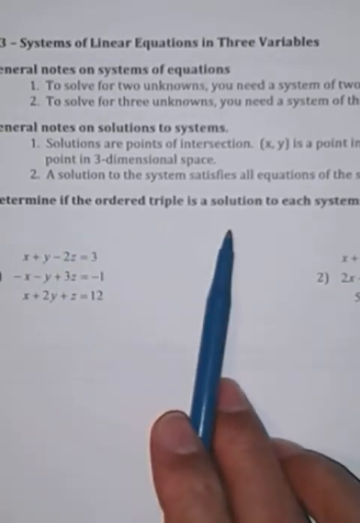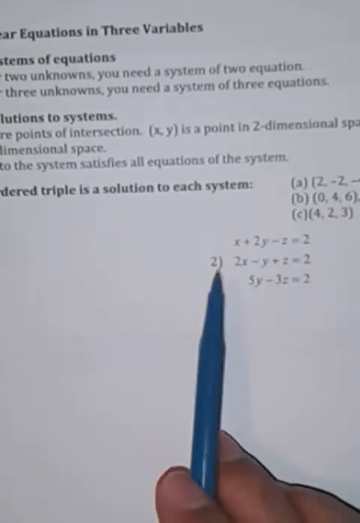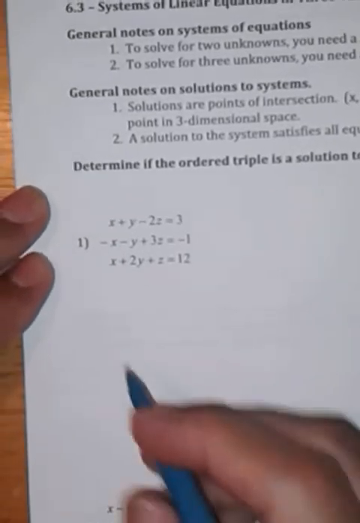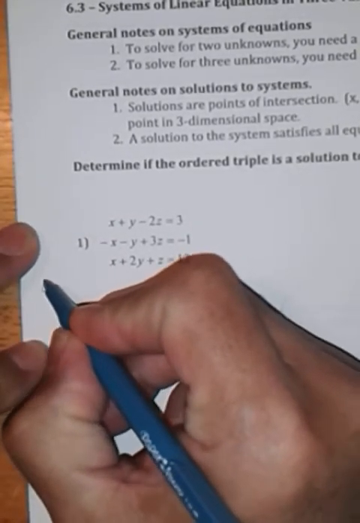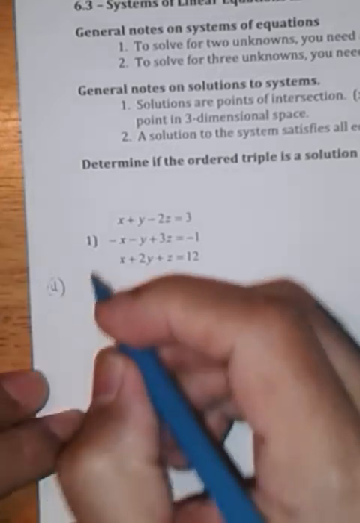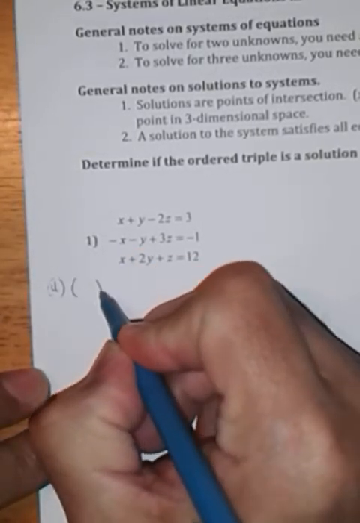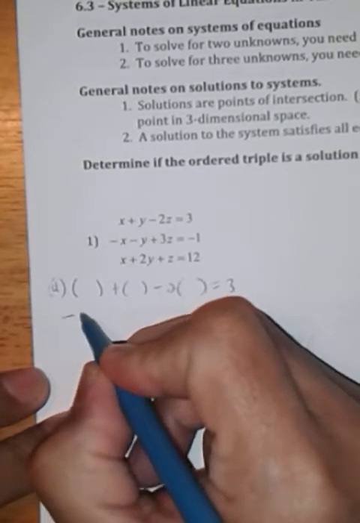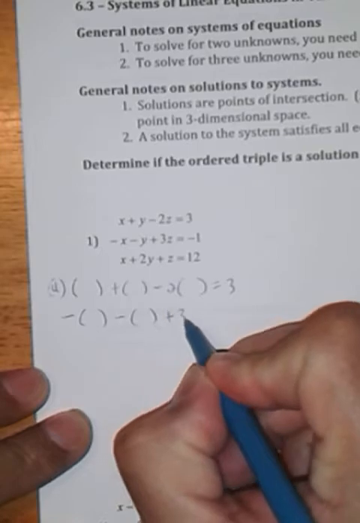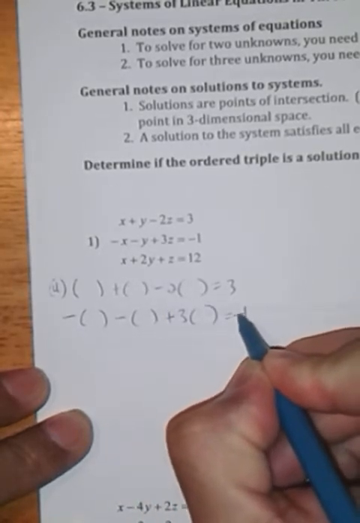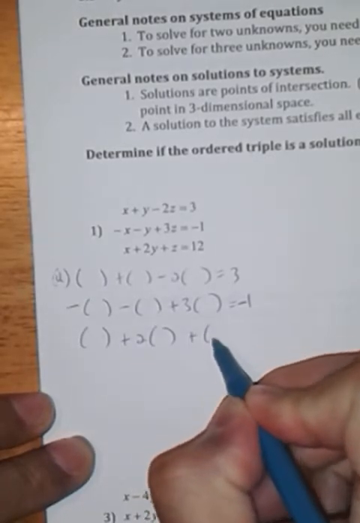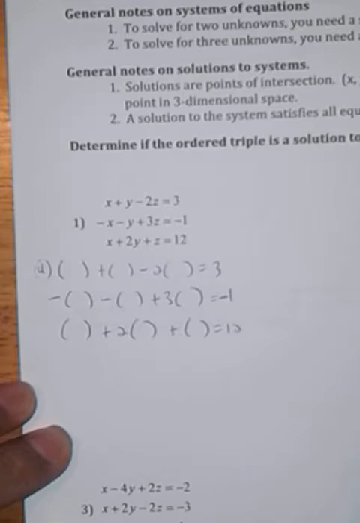All right, so let's look at this example. Determine if the ordered triple is a solution to each system, and we'll check if A, B, and/or C are solutions to each one. To find out, we just plug in the numbers. So I'm going to label them, and I'm going to plug in just the numbers. It's x plus y minus 2z equals 3. Negative x minus y plus 3z equals negative 1. Notice I'm just writing the equations. x plus 2y plus z equals 12. And then put the numbers in there.